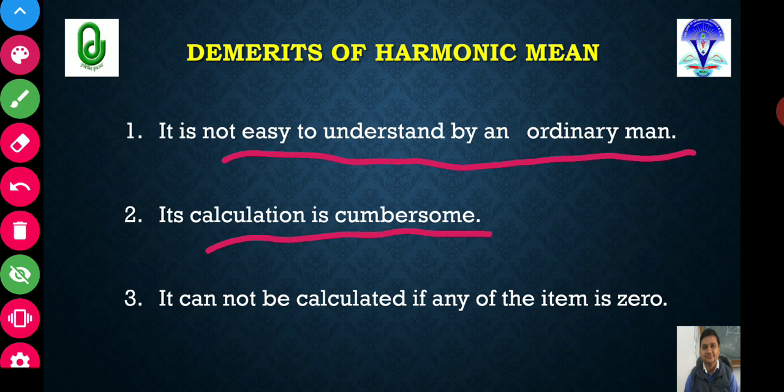The same thing, it cannot be calculated if any item is 0. Again the problem is that if any value is 0, then the reciprocal of 0, that is 1 by 0, will be infinity. So you cannot calculate the harmonic mean if the value is 0, same as the geometric mean.